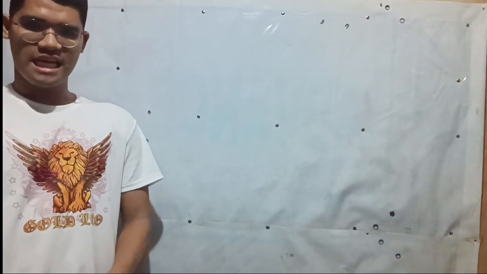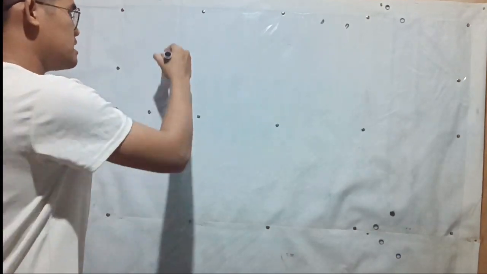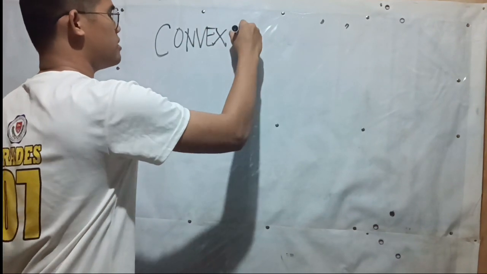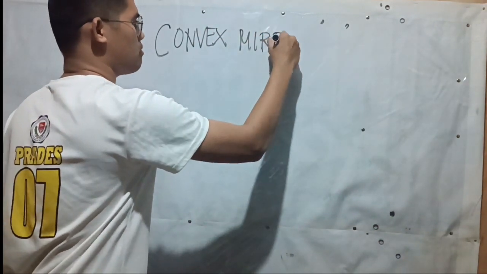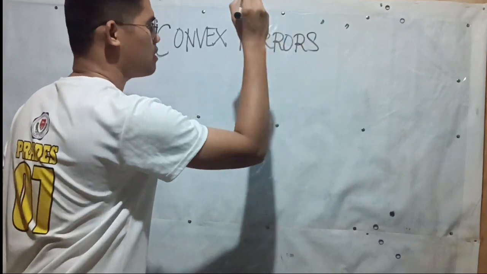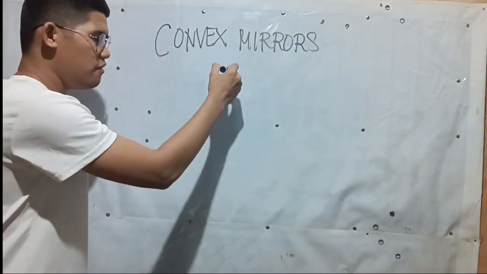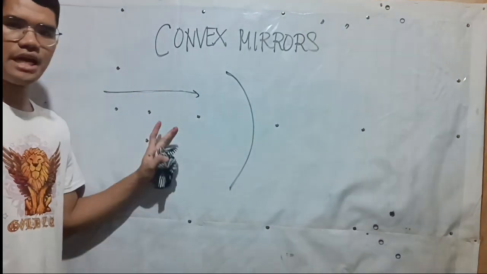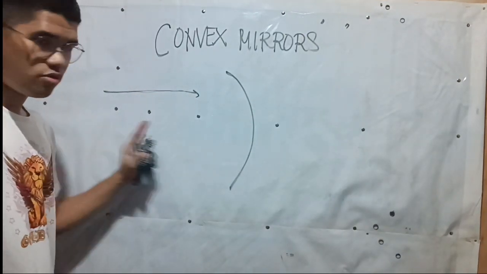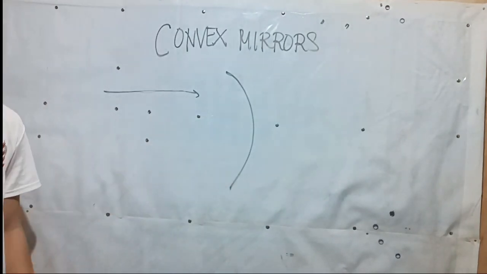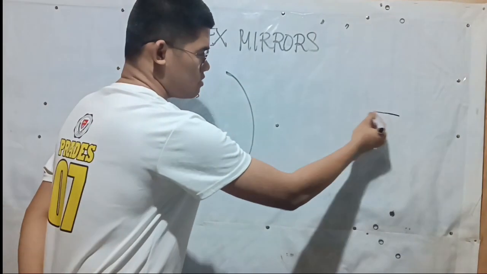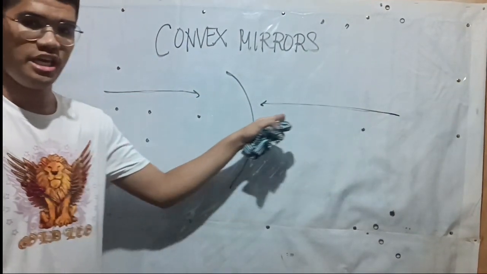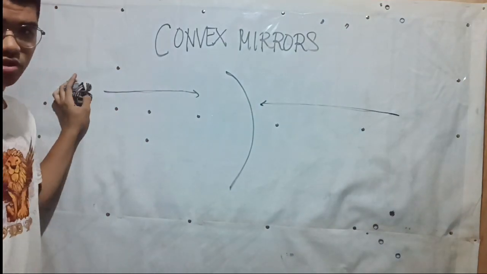So now we have always discussed concave mirrors. Now let us discuss what convex mirrors are. We know a concave mirror is when the light rays are coming in this direction, going into its cave. In a convex mirror, the rays come from outside the cave and pass through it. That is a convex mirror.